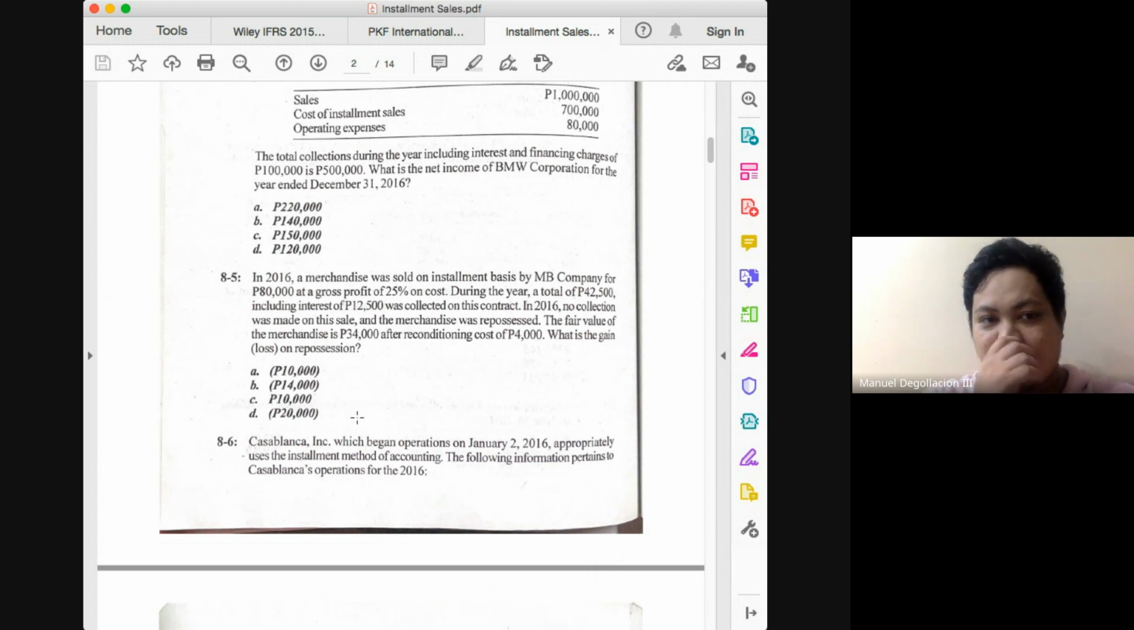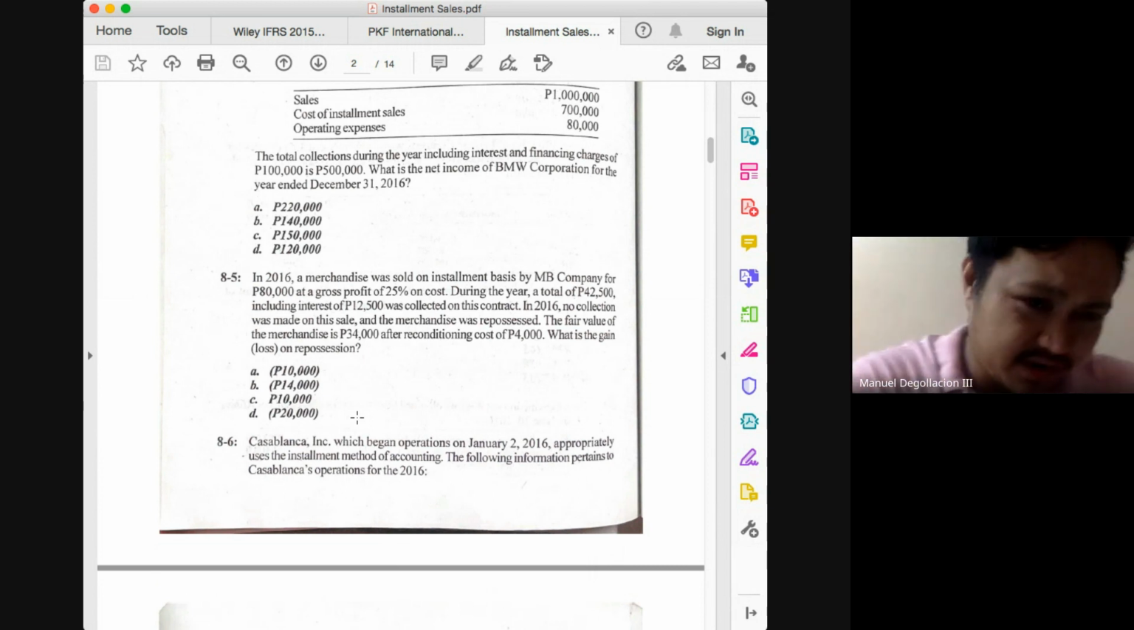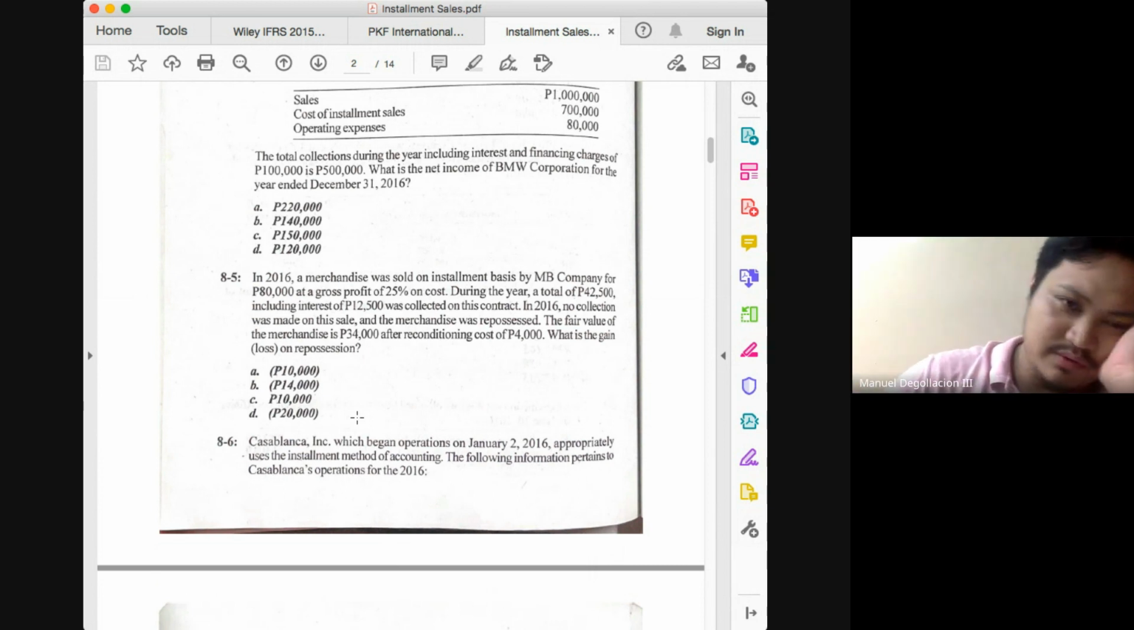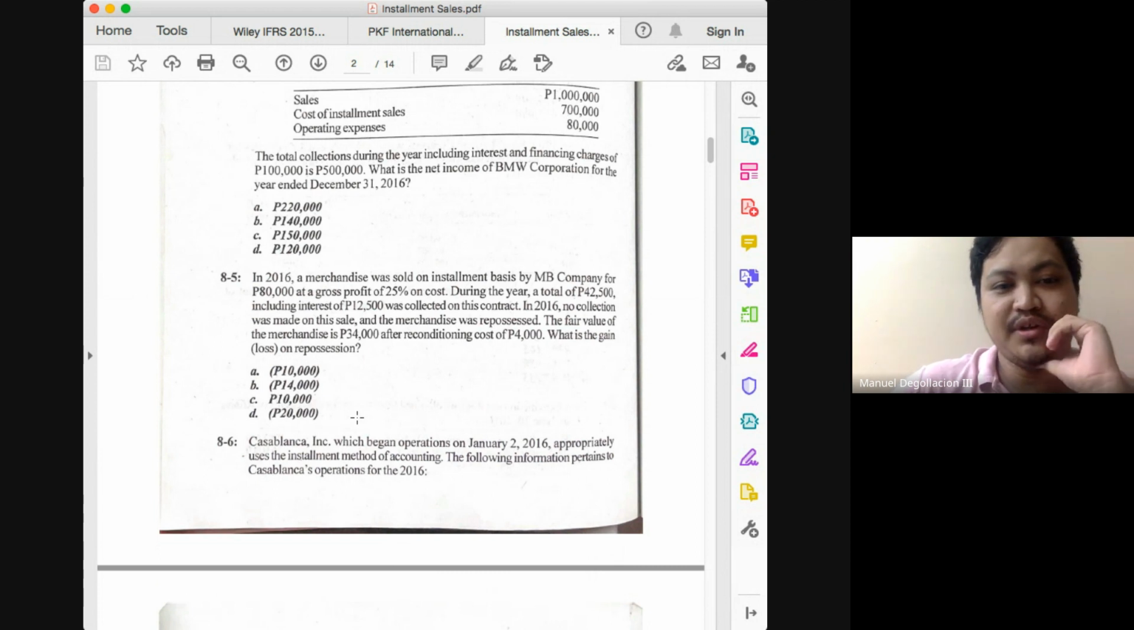Okay, and then no collection was made in the sale and the merchandise was repossessed. The fair market value of the merchandise is 34,000 after reconditioning cost of 4,000. What is the gain or loss on repossession? So remember the two things: market value and unrecovered cost. So start with market value. We have here the fair value is 34,000, but that is already after reconditioning cost. What we need is the market value before reconditioning cost. So we will have to deduct the reconditioning cost of 4,000 here.